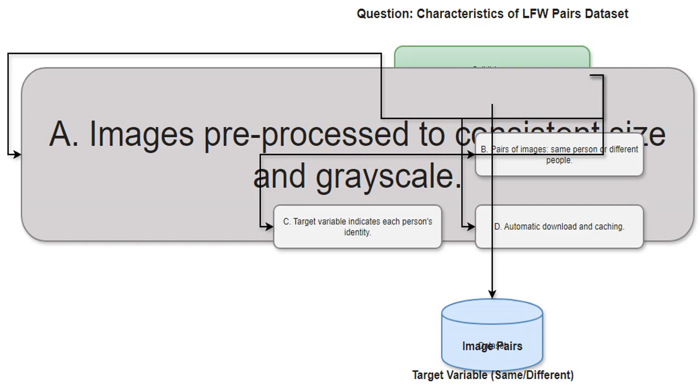This statement is incorrect. The target variable, the label associated with each image pair, doesn't tell you the names of the people. Instead, it simply indicates whether the two images in a given pair are of the same person or of two different people. It's a binary classification, same or different, not specific identities.